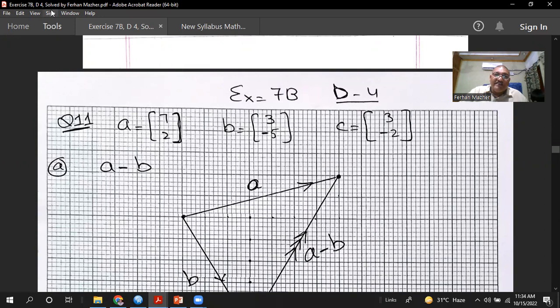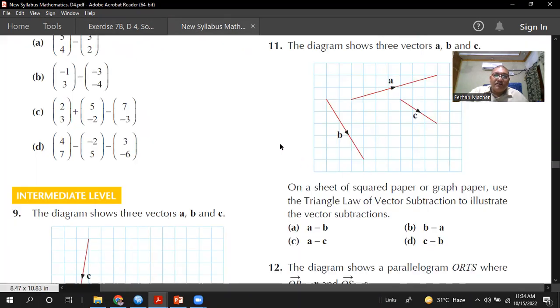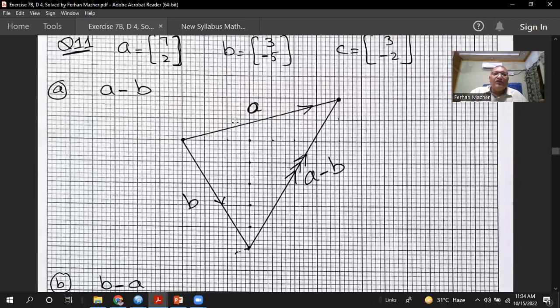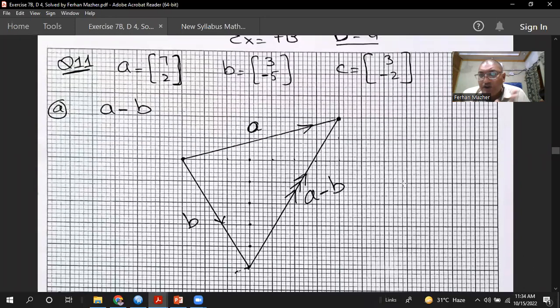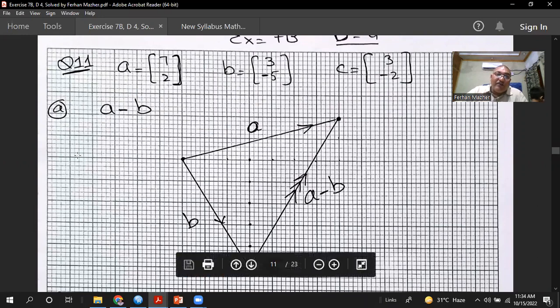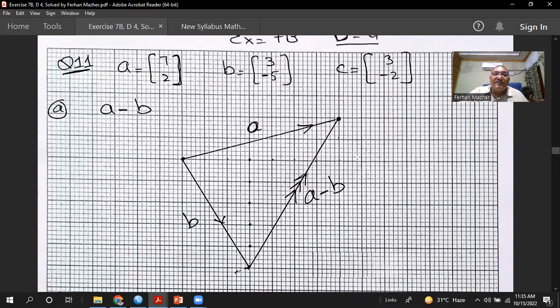The first question is find A minus B. If you want to find A minus B, the method is very simple. You start from anywhere, and from that point, the tails of both the vectors to be subtracted should be there. The tails should be on the same point, okay? So for example, I started from here, so I will draw A: 1, 2, 3, 4, 5, 6, 7, 2 steps up. This is the end. So join them, that's A.